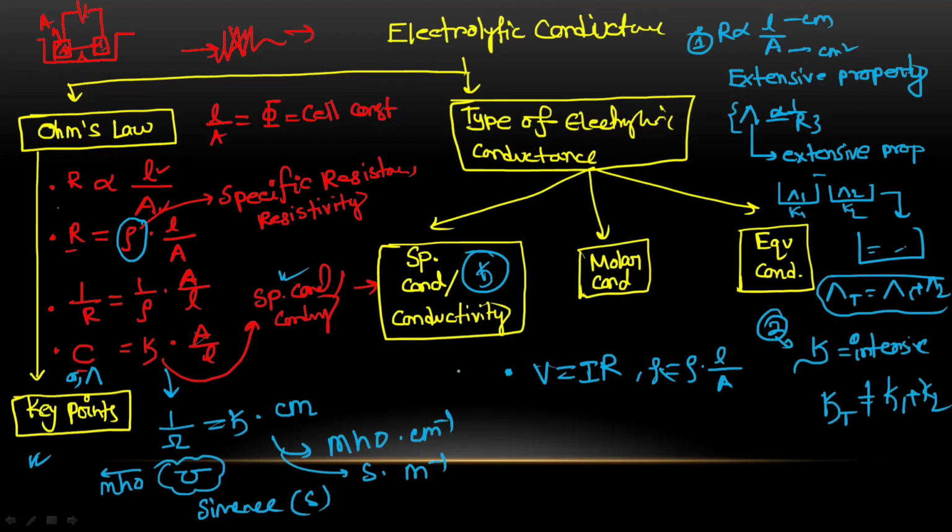Now there is something called current density. So the third point, there is something called current density. Current density is denoted by J. Current density is current flow per unit area. So J is basically current flow, I, upon area.